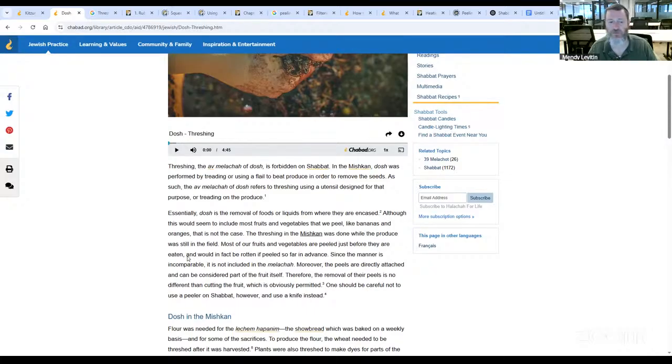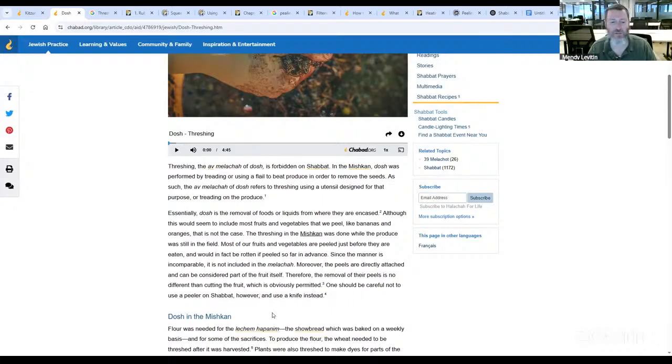So that's like I said before. As long as you peel it before you eat it, it's different. It would in fact be rotten if peeled so far in advance. When you peel something, it doesn't last. Since the manner is incomparable, it is not included in the melacha. Moreover, the peels are directly attached and can be considered part of the fruit itself because it's hugging, not like something loosely held in a shell. So therefore, it's actually part of the fruit itself. Therefore, the removal of the peels is no different than cutting the fruit, which is obviously permitted.